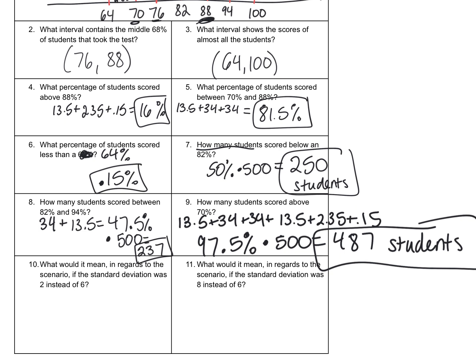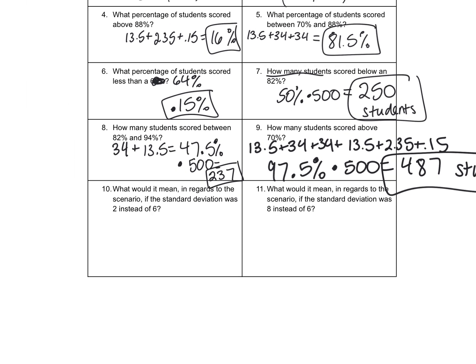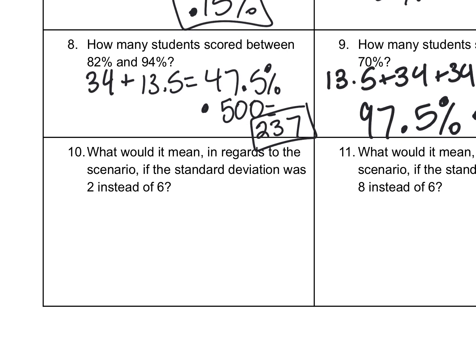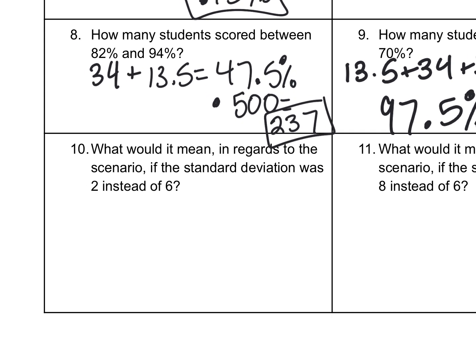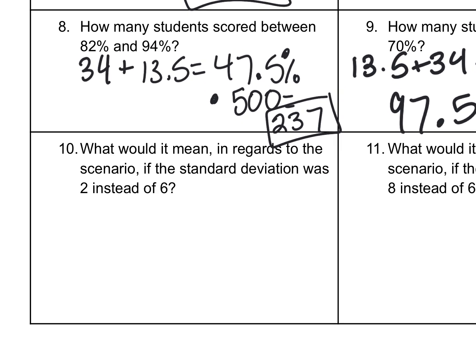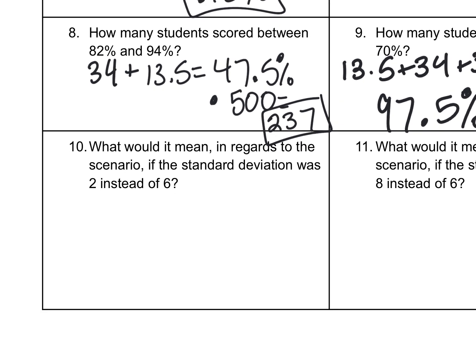Sorry. What questions do you have there? Okay, and then 10 and 11. Multiple answers could be right on this, but what would it mean in regards to this scenario if the standard deviation was a 2 instead of a 6? Well, let's go back to what standard deviation is again. Yep. That the class on average would receive a closer score to 82. Okay, perfect. So the class would be closer to 82. Their scores would be closer. Yep, that's exactly what we want.